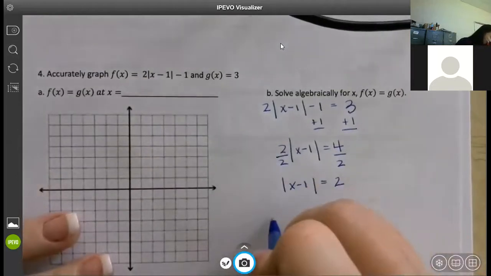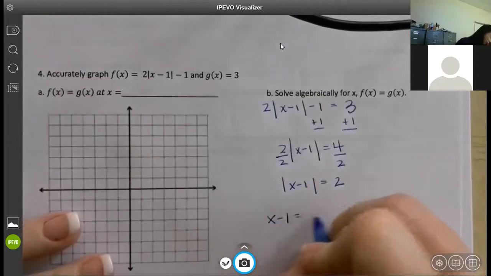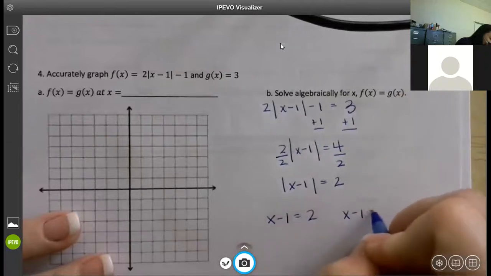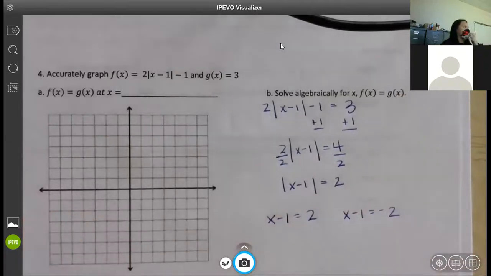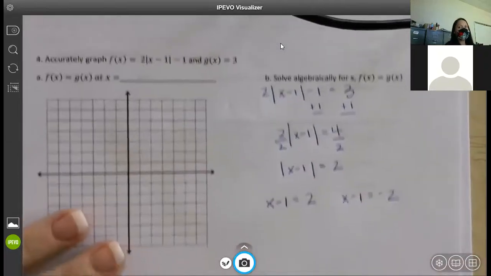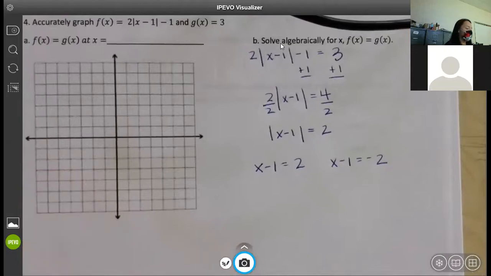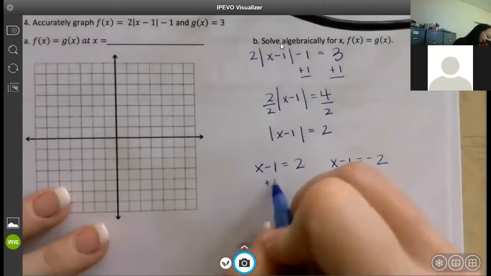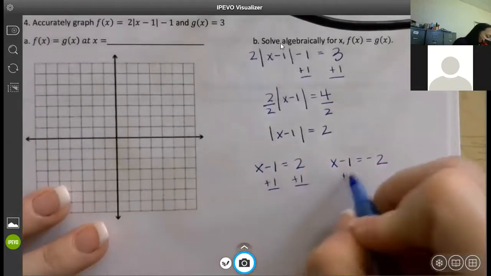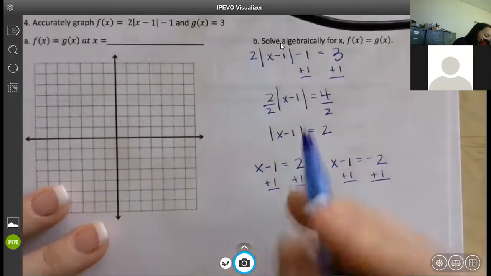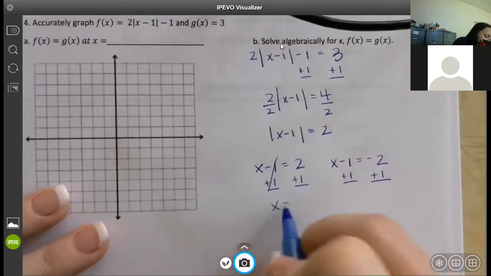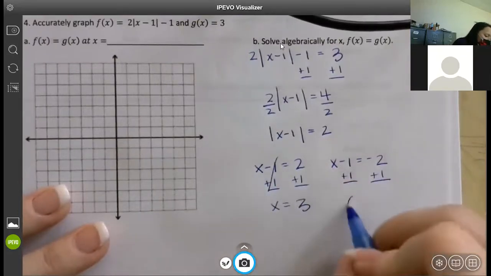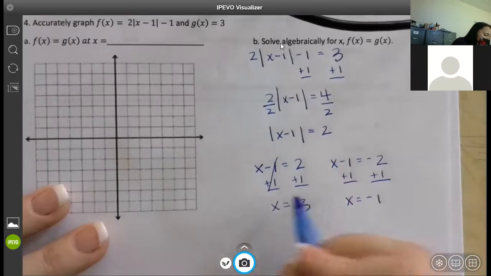How do we get those two? Now we split our equation up into a positive 2 and a negative 2. To solve both of them, we add 1, and like I said, I just do them all at the same time. And I get 3 and negative 1.